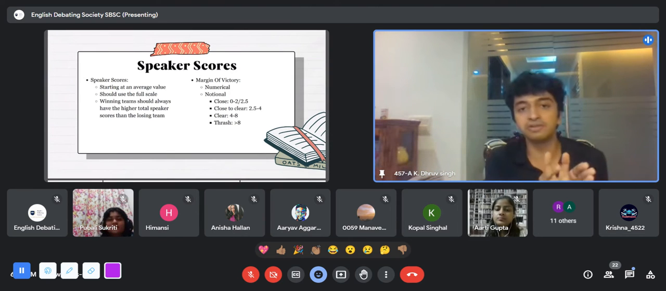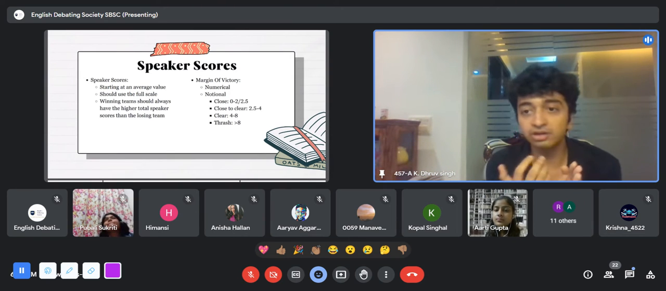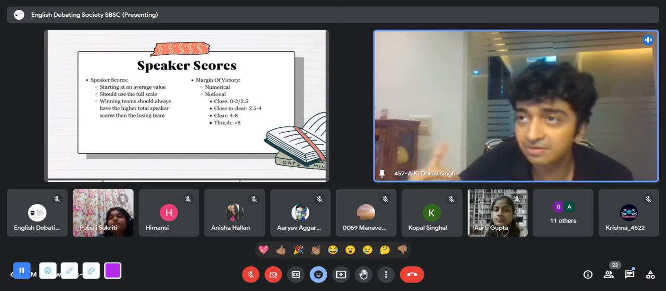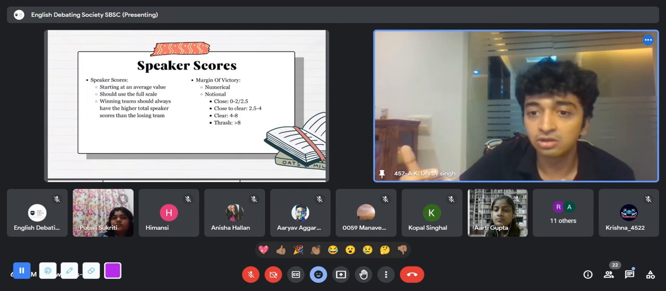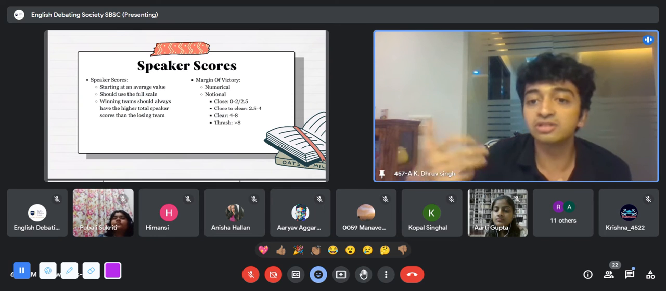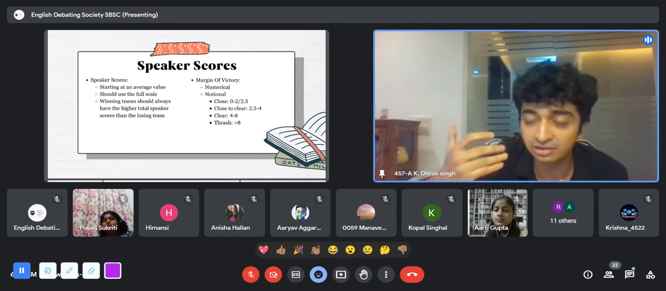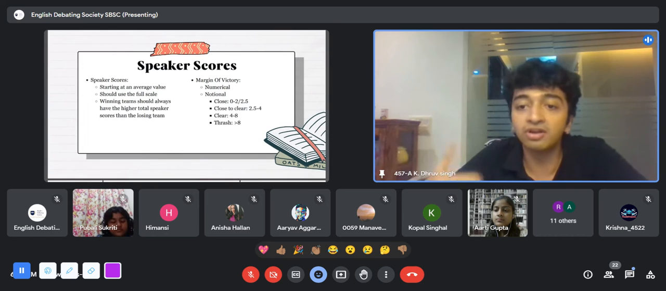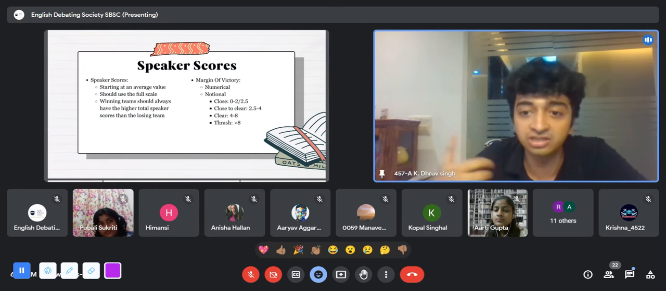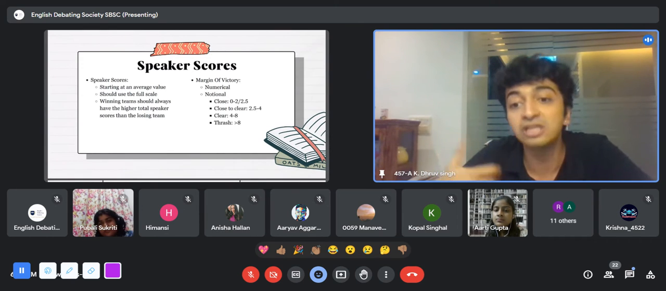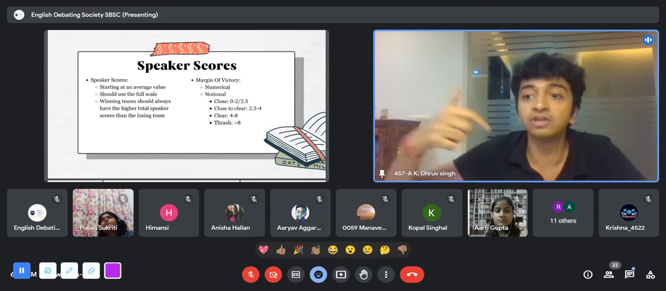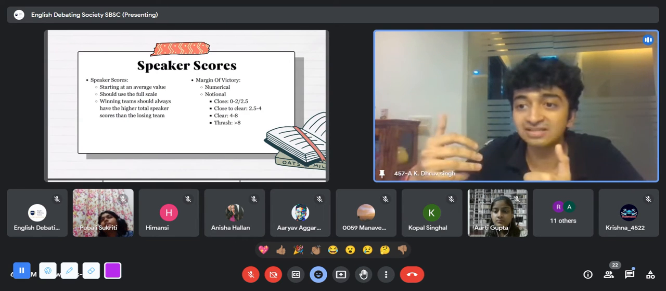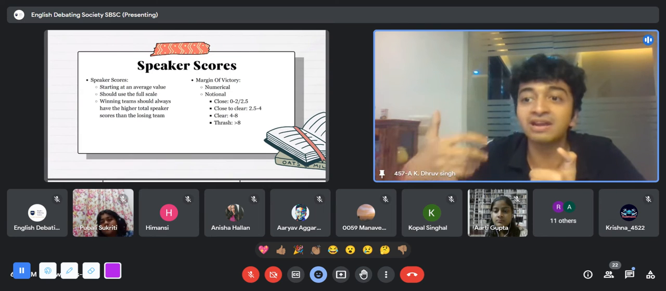So what is the difference between numerical and notional? I've already talked about numerical. Notional represents what you thought within your own perception of the debate. When you're referring to the speaker scale and speaker score range, you have to be quantitative in nature because you're objectively judging whether the speech was good, whether the speaker was good, and you have to adhere to a scale. But notionally is what your perception of the debate was. Obviously, it cannot be substantially different from what the numerical range was.